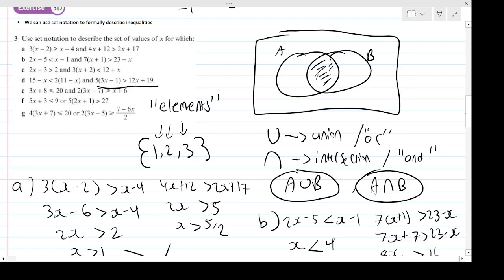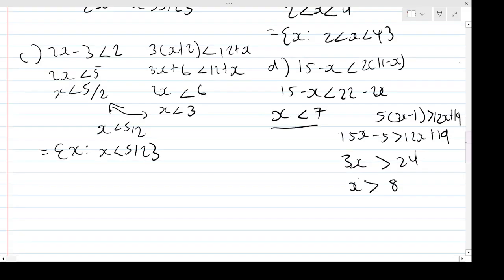However, it's saying it has to be 'and' again. So it has to be a solution to both inequalities, so we need to combine them. Well, this is saying x is greater than 8, but x also has to be less than 7, right? It has to be 'and'. So x less than 7 and x greater than 8. That actually cannot happen, can it? Because x has to be bigger than 8, but also x has to be less than 7. It's either one or the other, but you can't have both.